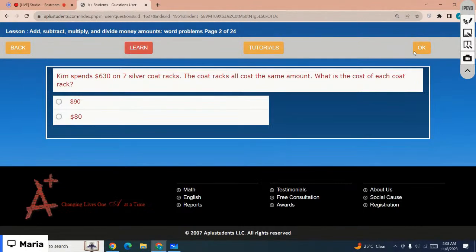The 7 racks have the price 630. You need to calculate the price of the one coat rack. How do you calculate? You have to divide 630 by 7, right? So 7 times 9 is 63. Very good. That would be $90. So the correct option is $90.